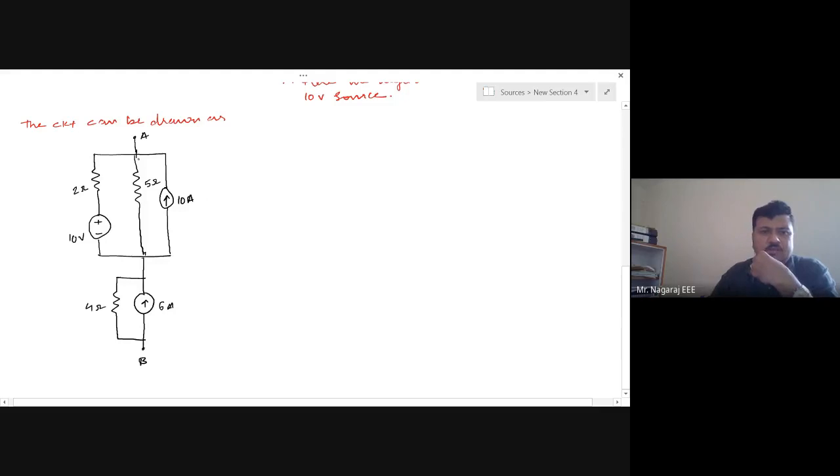Now I have to apply the source transformation technique here. First I should observe what transformation will help me in getting the final result with a minimum number of steps. Now the possibilities are I can convert 10 ampere 5 ohms into a voltage source, 6 ampere 4 ohm into a voltage source, or 10 volt 2 ohms into a current source.